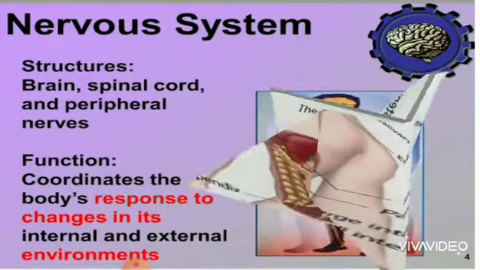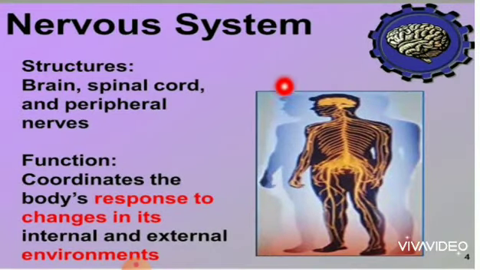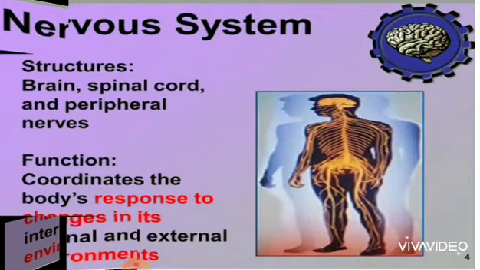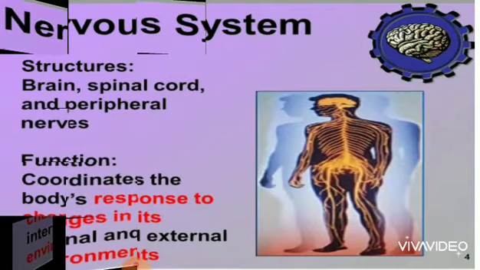Another system, nervous system. So what are the organs included in this system? Brain, spinal cord and peripheral nerves. These organs make up the nervous system, right? Its function is to coordinate the body's response to changes in its internal and external environments.